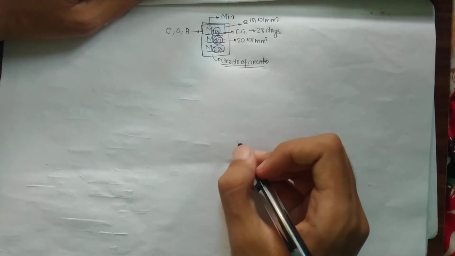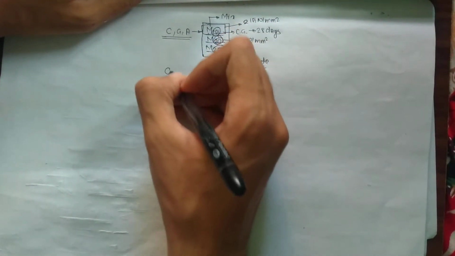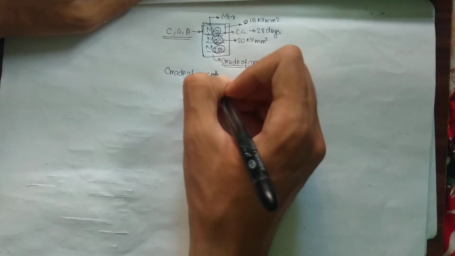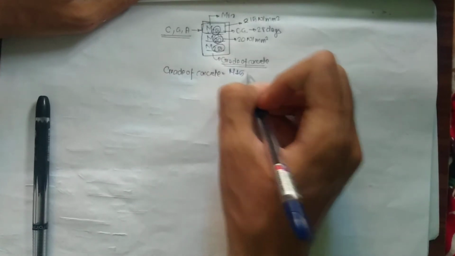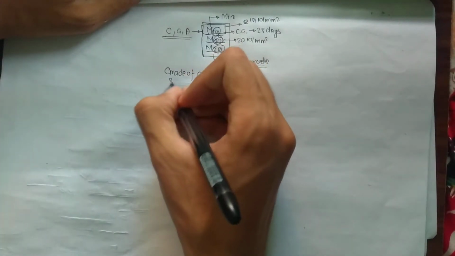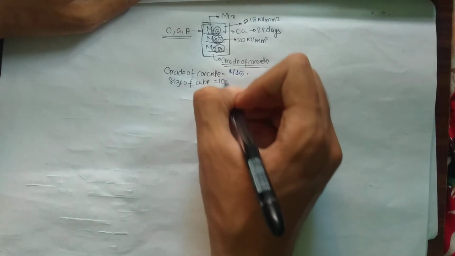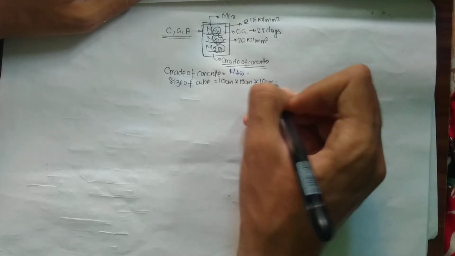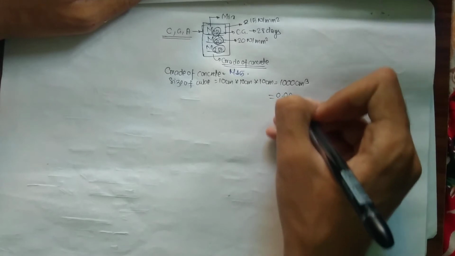Now we'll be talking about the amount of cement, sand and aggregate required. So here the grade of concrete we are using right now is M15 grade of concrete, and the size of cube which we'll be using is 10 centimeter into 10 centimeter into 10 centimeter. This is about 1000 cm cube or 0.001 meter cube.